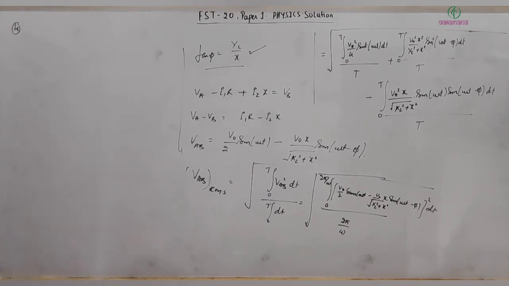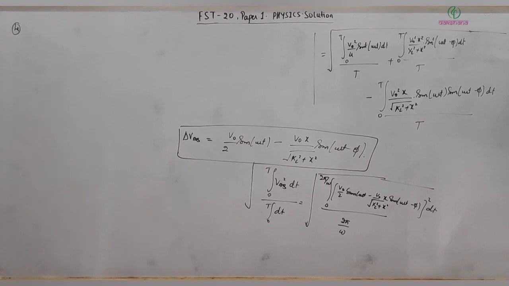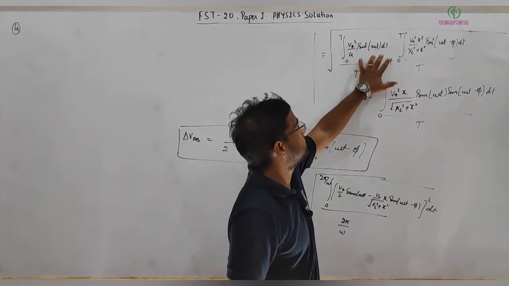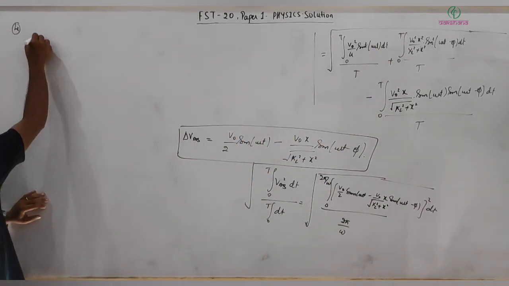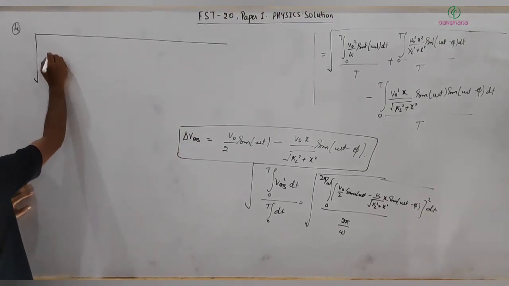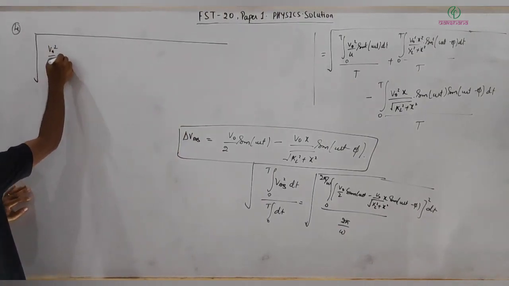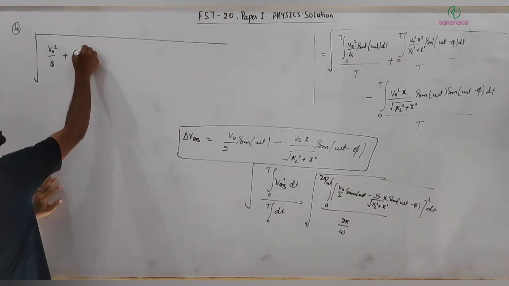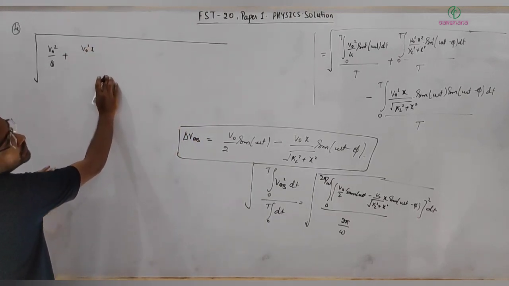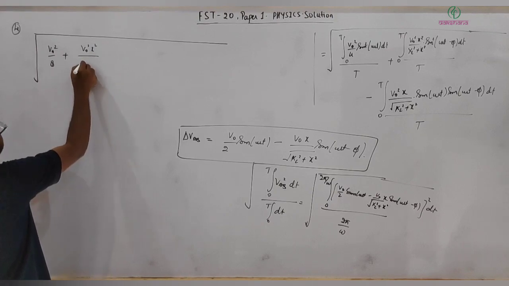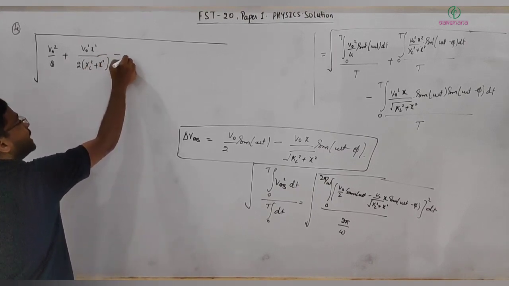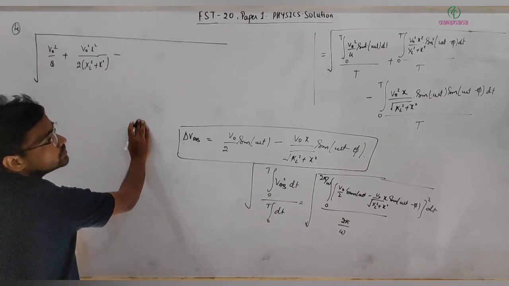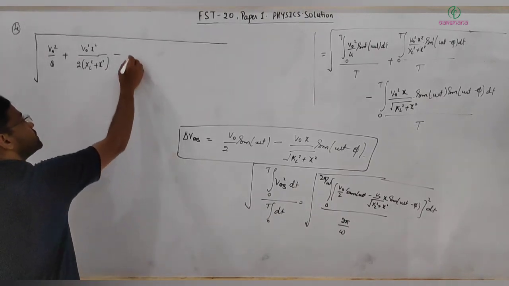Okay, so now on solving this, the average value of sine square theta is 1 by 2. So then after that I will be getting its complete square root. This comes out to be V naught square by 8 plus, similarly, V naught square into x square divided by 2 into xl square plus x square. So we get this value, and minus here I will be getting actually these terms.